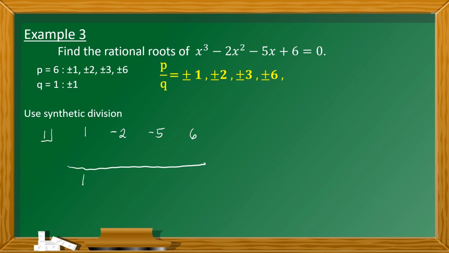This is 1. 1 times 1 is 1. -2 plus 1 is -1. -1 times 1 is -1. -5 plus -1 is -6. And -6 times 1 is -6. 6 plus -6 is equal to 0. Sa unang try ko pa lang, nag-0 agad ang remainder natin. Ibig sabihin, isa ang 1 sa ating rational root.